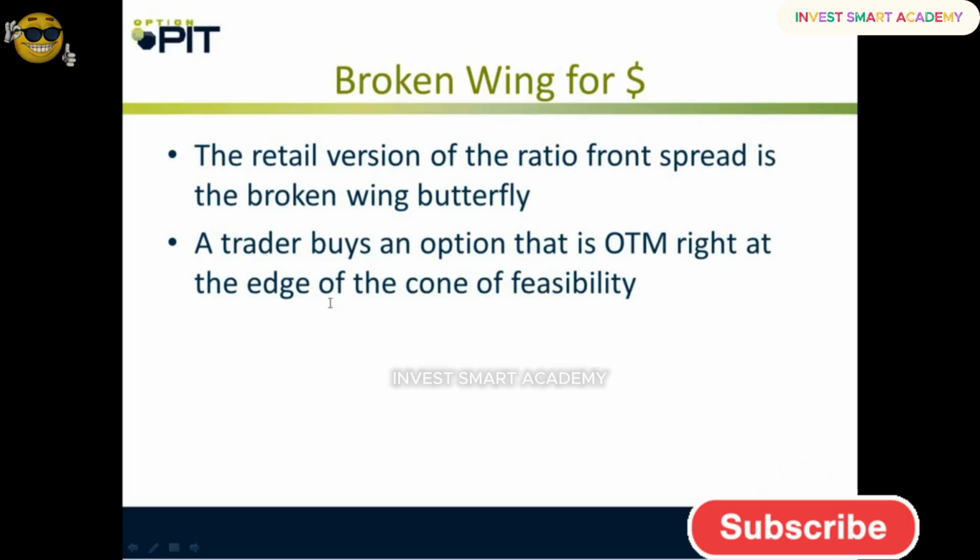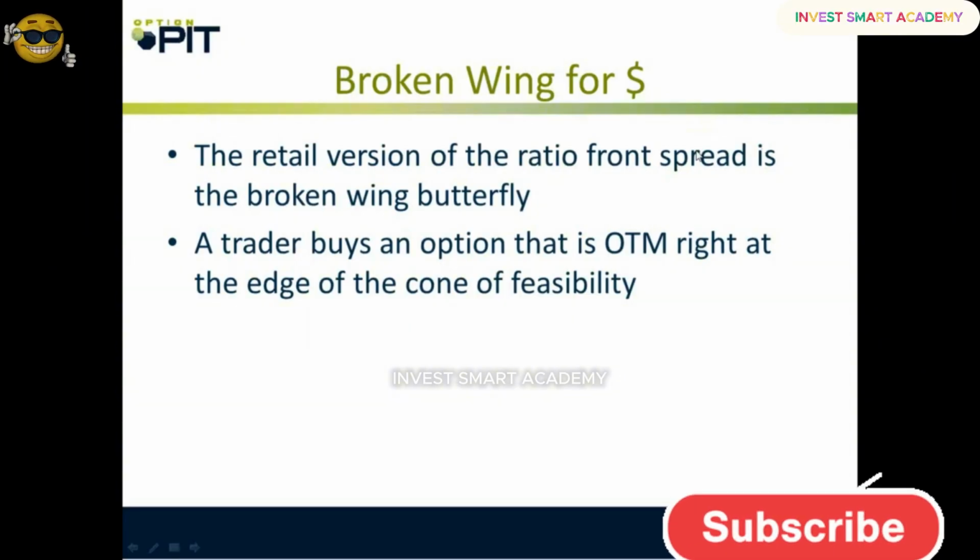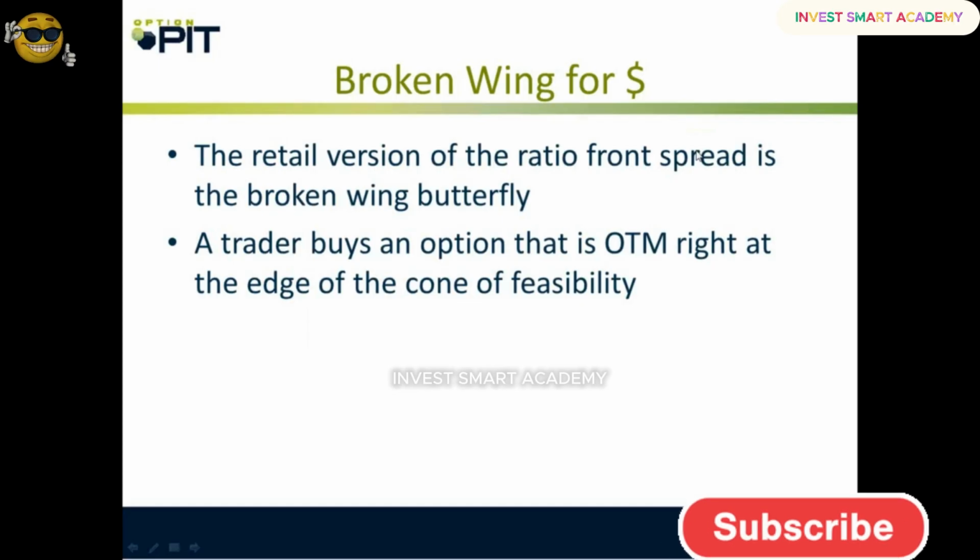A ratio front spread is buying 1 and selling 2. All right, so in Apple, a trade I might have done would have been to buy the 135s 100 times and sell 200 of the 140s. And I try and take in a credit. And then I manage the delta. That was kind of my favorite. That's kind of the market maker's favorite trade. So I buy an option that is out of the money, right at the edge of the cone of feasibility, and I sell something further out.